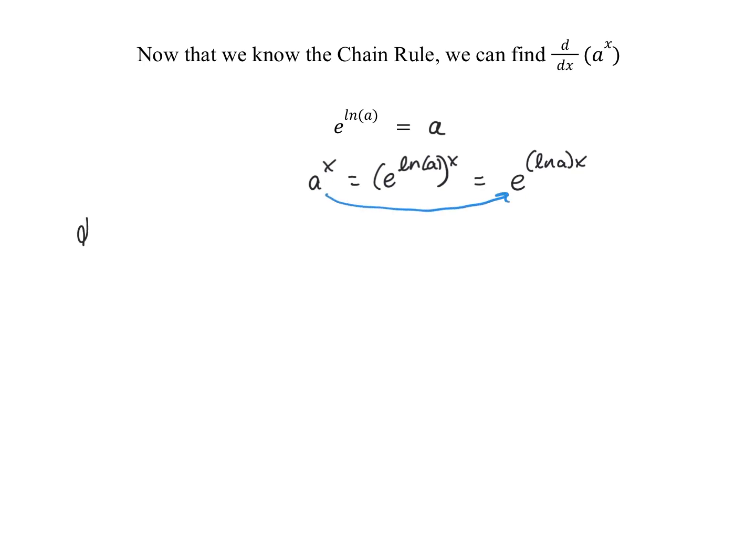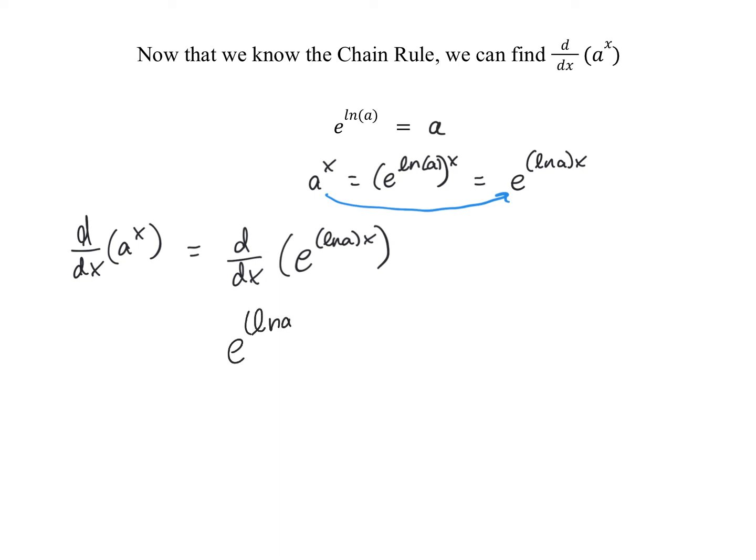So if I want to find the derivative of a to the x, well, I don't know how to do that. But I do know how to find the derivative of e to the natural log of a times x, because we can actually find this derivative using our chain rule. So here, let's start with our outermost function. Our outermost function is e to the power of x. So we're going to take that derivative, which is also just e to the power of x.